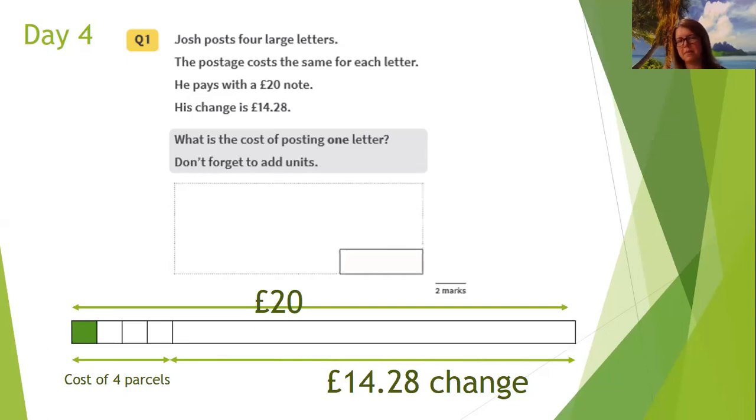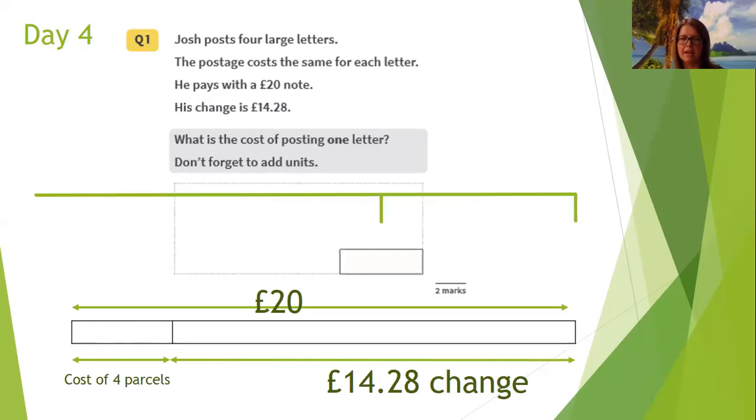Now, some of you will be tempted to write it as a column. However, you get all those nasty zeros. So I'm going to do, you've guessed it, an empty number line because I like an empty number line. Here we go. I've got £14.28 and I've got £20. Are you ready, Mrs. Cunningham? I might need your help in a minute.